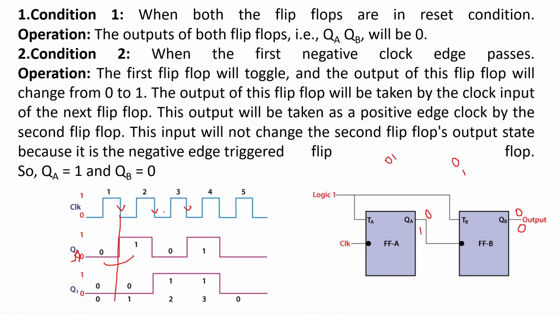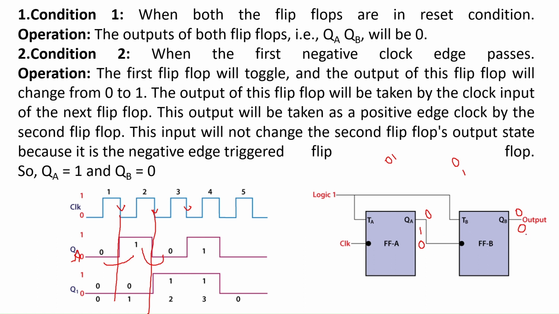During the next negative edge of the clock, this 1 is toggled to 0. This value 1 is toggled to 0 in the QA port. So the output of the first flip-flop is 0, which is applied as the clock signal for the second flip-flop. This 0 is considered as the negative edge of the clock. So this toggles the previous output of QB.